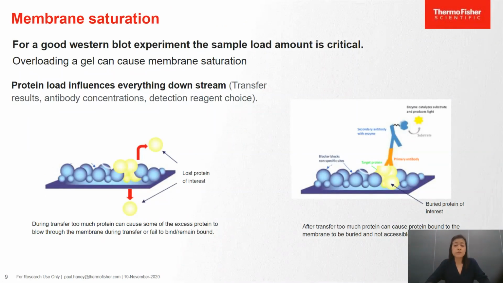So, for a good Western blot experiment, it is always important to bear in mind the sample load amount. The amount of protein you load will influence everything downstream, including your transfer results, antibody concentrations to use, and also the detection reagent to choose. Too much protein can cause some of the excess to blow through the membrane during transfer or fail to bind to the membrane, affecting the accuracy of your data. During immunodetection, too much protein can cause protein bound to the membrane to be buried and not accessible to the antibodies.